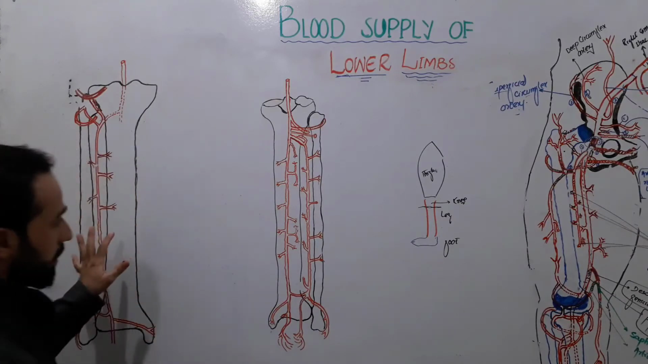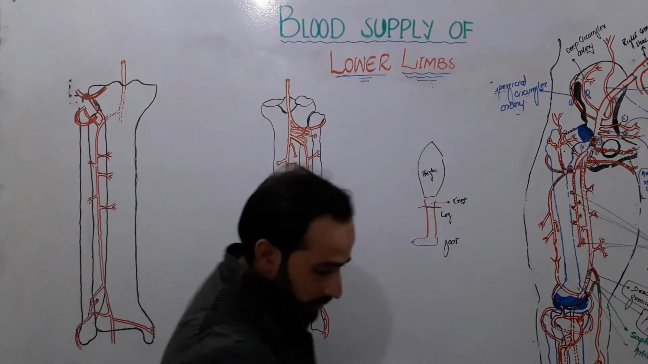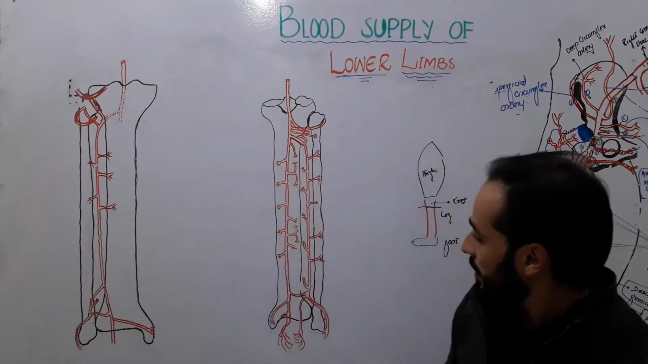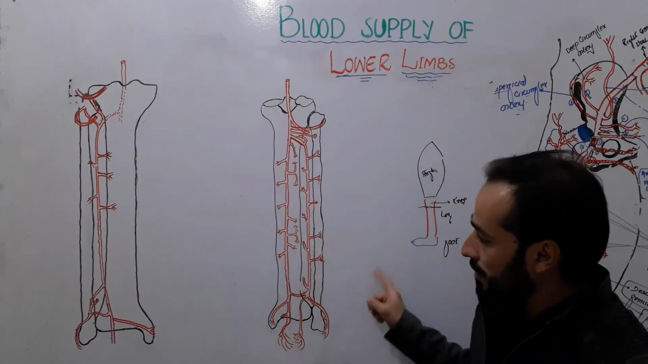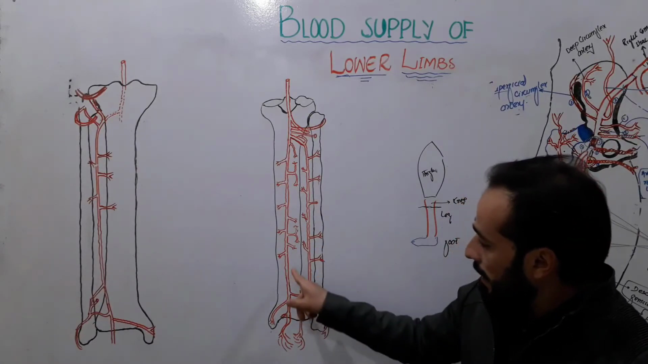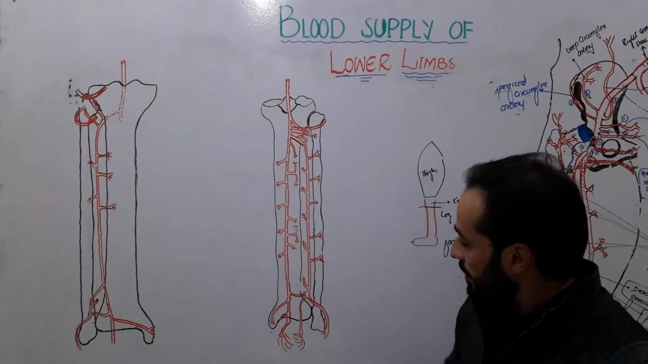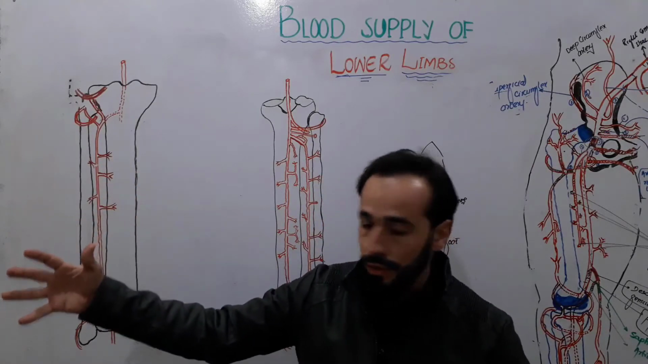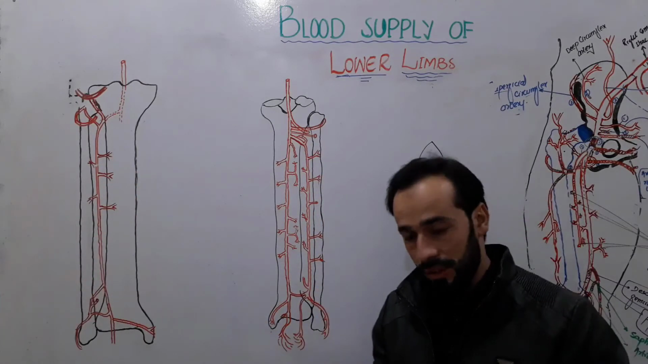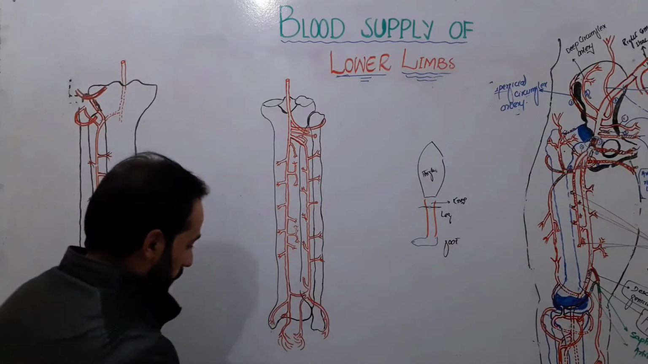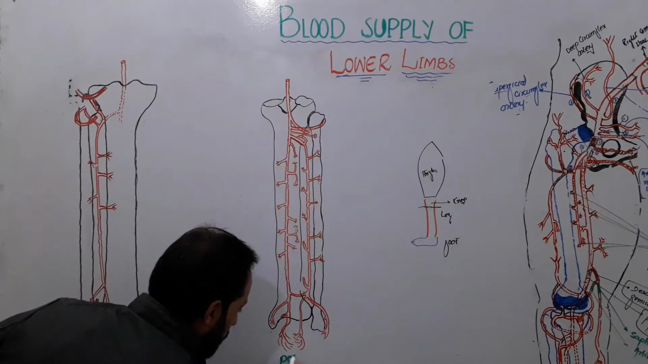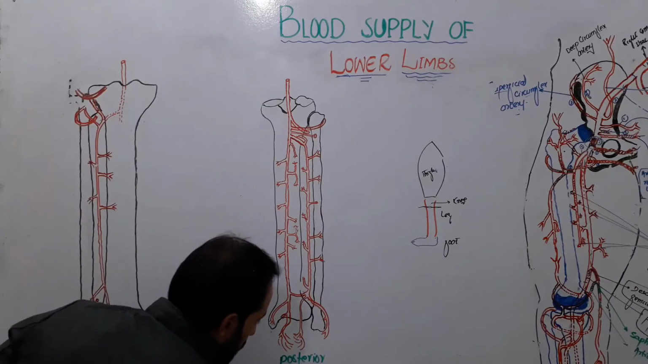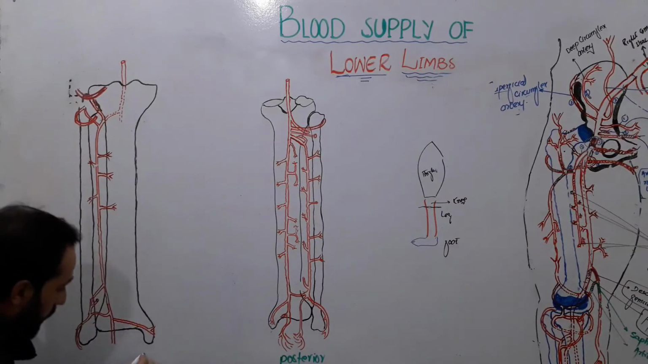Okay, now look at these diagrams, friends. As you can see here, this is the tibia and this is the fibula, right? Here the fibula is present on the left side and the tibia is present on the right side. This picture shows the anterior view and this picture shows the posterior view. So first of all, let me mention that this is our posterior view, and here is our anterior view.